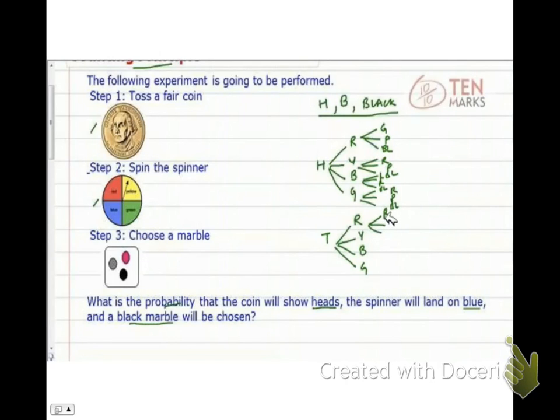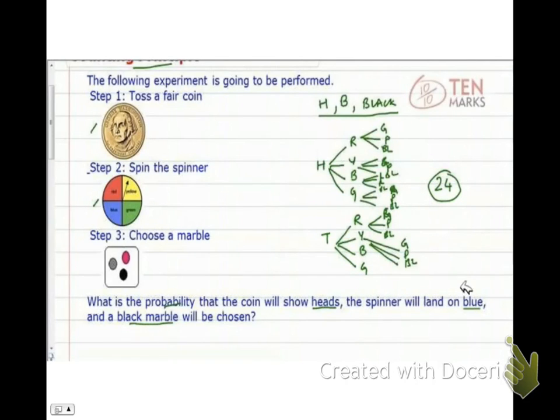Red, gray, pink, and black. Here, I can have 3 more. Gray, pink, and black. You get the idea, right? This is gray. So ultimately, when I look at it, there'll be 3, 6, 9, 12, 15, 18, 21, and 24 possible outcomes. 24 possible outcomes.